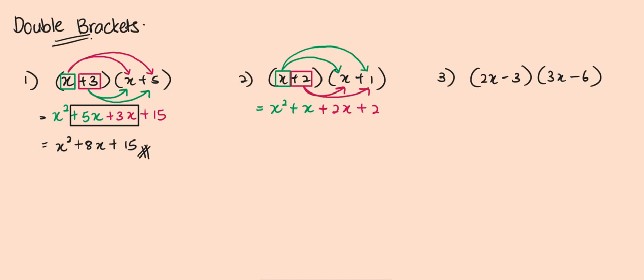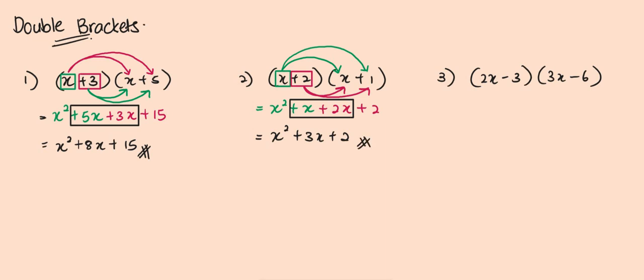Once this is done, you don't leave your final answer like this. You have to simplify these. If you don't know how to simplify this, please go and look at my video on how to simplify algebraic expressions. So now the final answer would be x squared plus x plus 2x, I'll get plus 3x, and this would be plus 2. And this is my final answer.